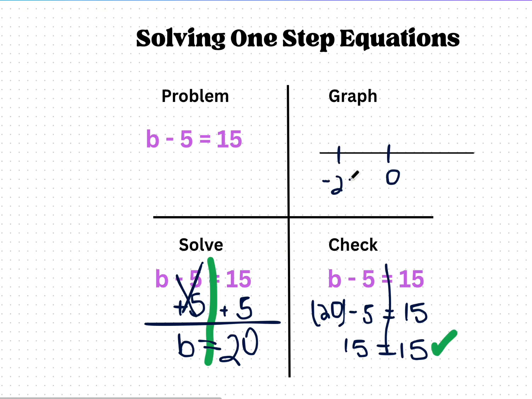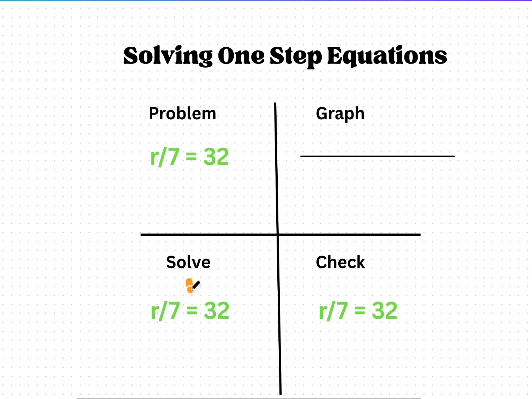And then I'm going to write positive 20 on the right. And then I'll draw my circle above 20 to show that that's the only answer I could have. Now for this one, our operation is division. So what's the inverse operation of division? It is multiplication. So I'm going to multiply by the number that's by the variable, which is 7.